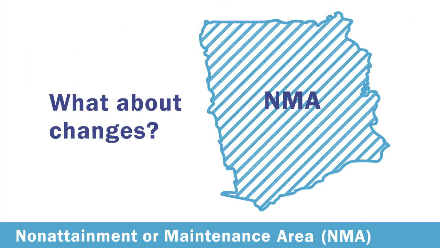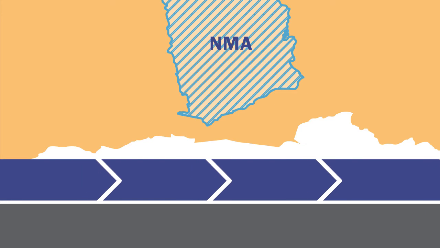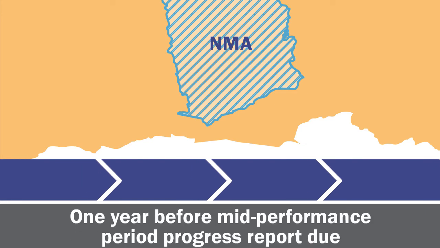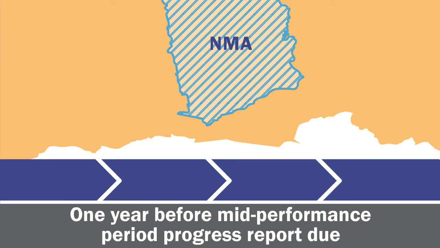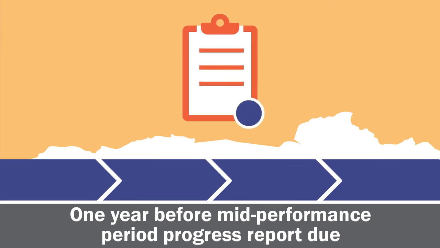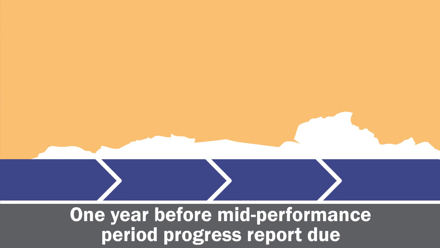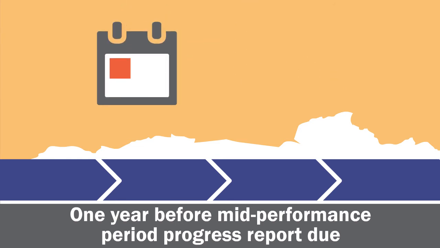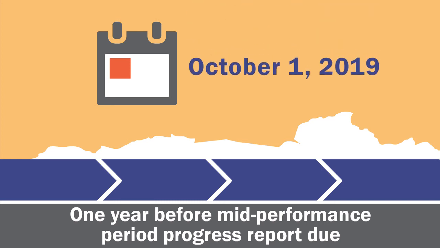Also at this time, population for urbanized areas will be determined based on the most recent U.S. Census data. What happens with changes in non-attainment and maintenance status? If an area is no longer in non-attainment or maintenance for a criteria pollutant on the date 1 year before the mid-performance period progress report is due, FHWA will revise the applicability determination for the affected states and MPOs. For the first performance period, FHWA will make this adjustment based on the information as of October 1, 2019. Areas newly designated as non-attainment are not added at the midpoint, but will be considered at the next applicability determination.